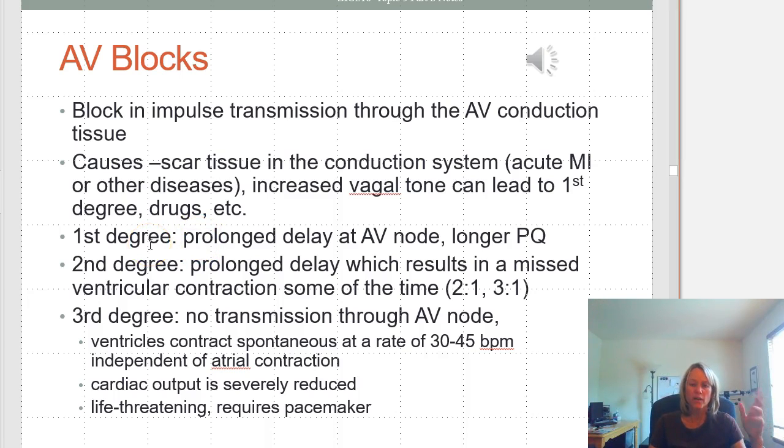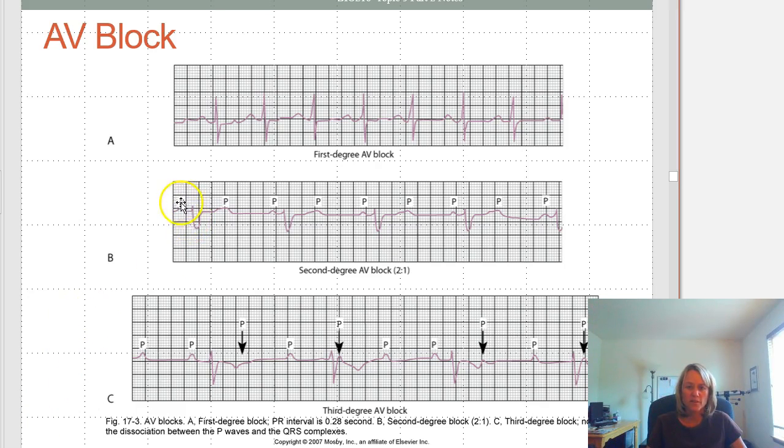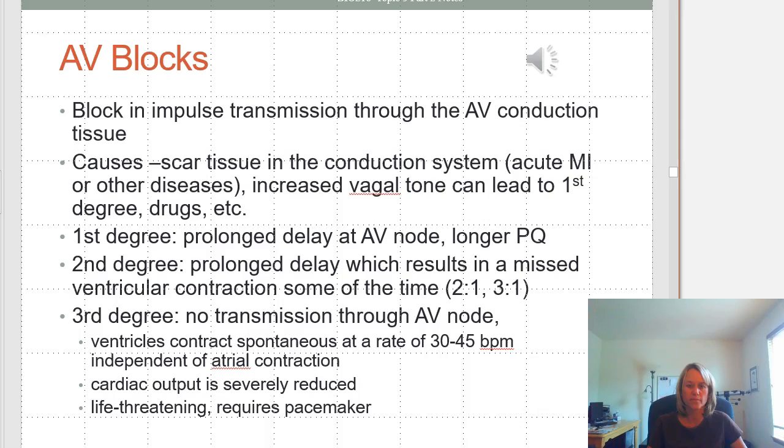Second degree block, we have a prolonged delay, which results in a missed ventricular contraction some of the time. And this can be in like a 2-to-1 or 3-to-1 pattern. Okay, so for instance here we have a P wave, QRS, P wave, no QRS, P wave, QRS, P wave, no QRS, P wave, QRS, and so forth. So this is second degree block described by a 2-to-1, 2 P waves to every QRS complex.